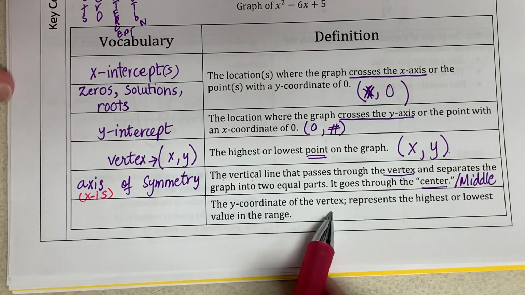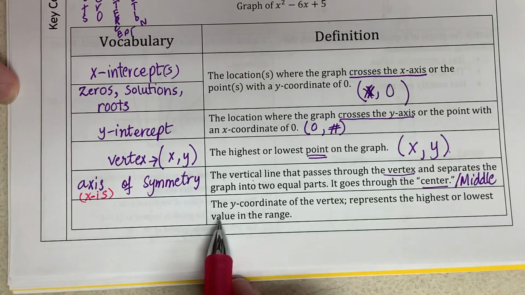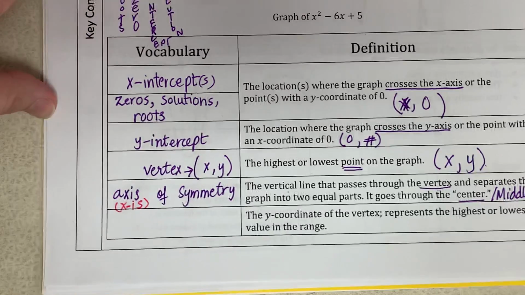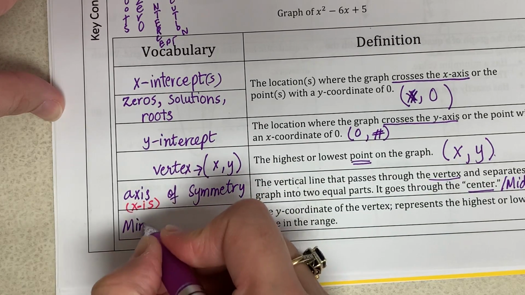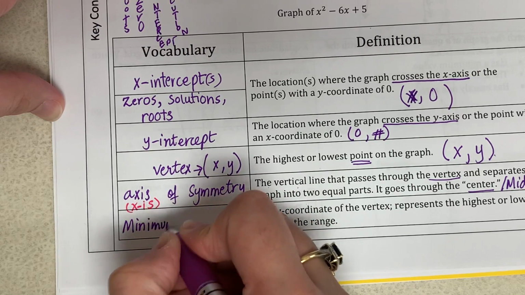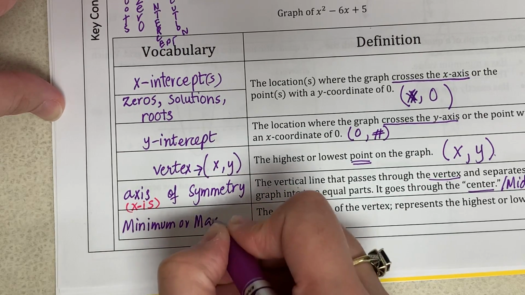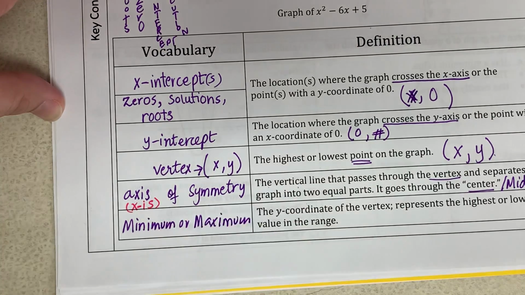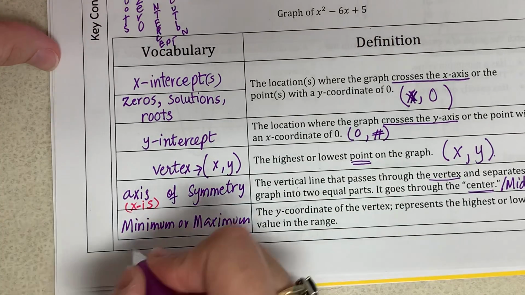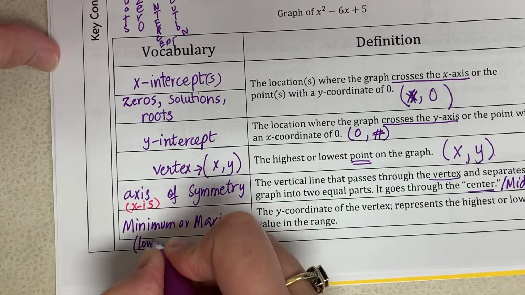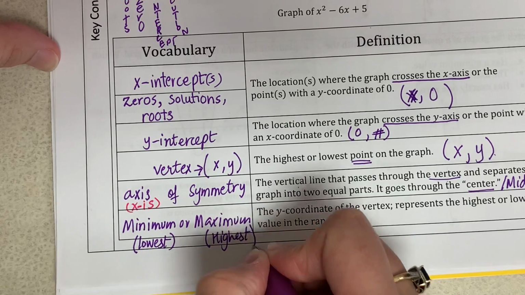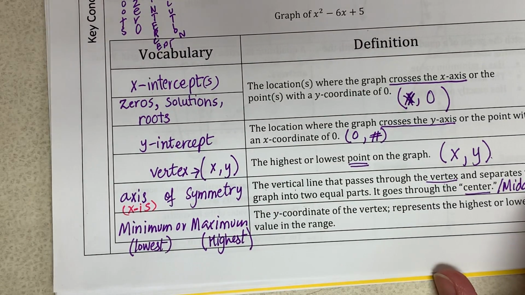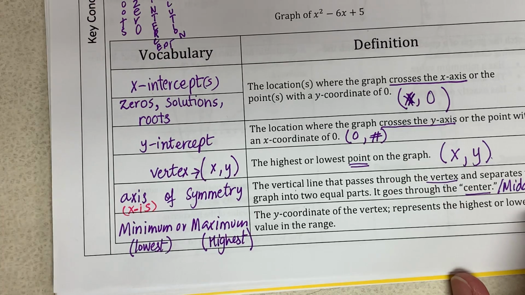The y coordinate of the vertex represents the highest or the lowest value in the range, minimum or maximum. It's obvious that if it's the lowest point, then it is the minimum. And if it is the highest point, then it is the maximum, because highest means maximum. Your highest score is 100. Your maximum score is 100. They are both the same thing.